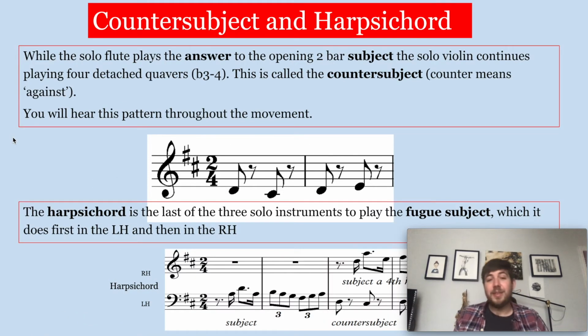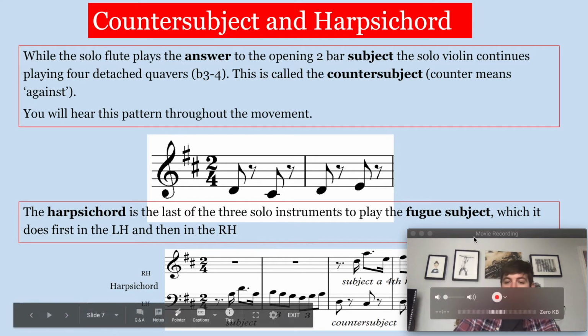Added on top of that, so now we've got our fugue answer and our fugue subject, we're going to add a counter subject. So another subject, which is, while the flute plays the answer to the opening 2-bar subject, the solo violin continues by playing 4 detached quavers. Dum, dum, dum, dum. And you'll hear that pattern throughout the movement.